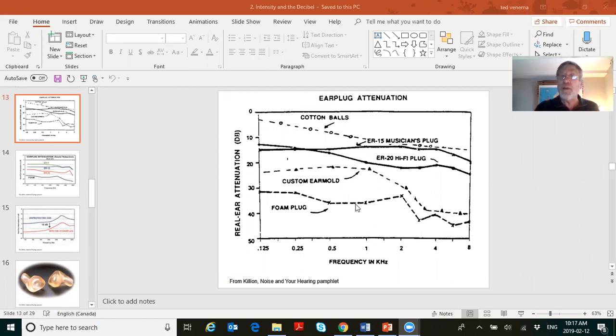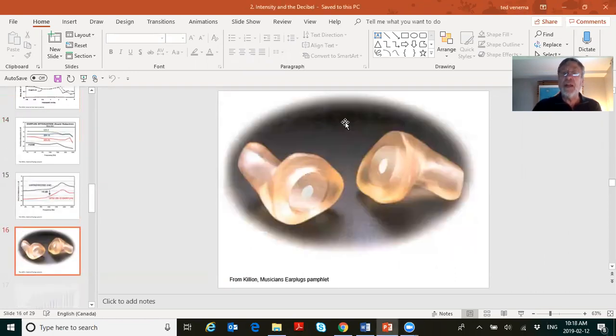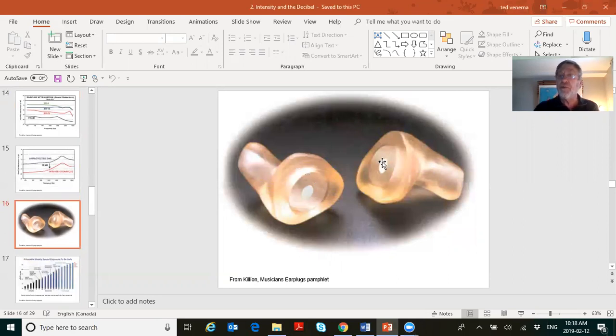When you attenuate that kind of sound, you're going to have a hard time hearing and understanding speech. So people who are into music and who really want to hear speech in background noise get what's called musician's earplugs. Musician's earplugs look different. They look kind of like these. They cost quite a bit of money too. But here's why they're so good.